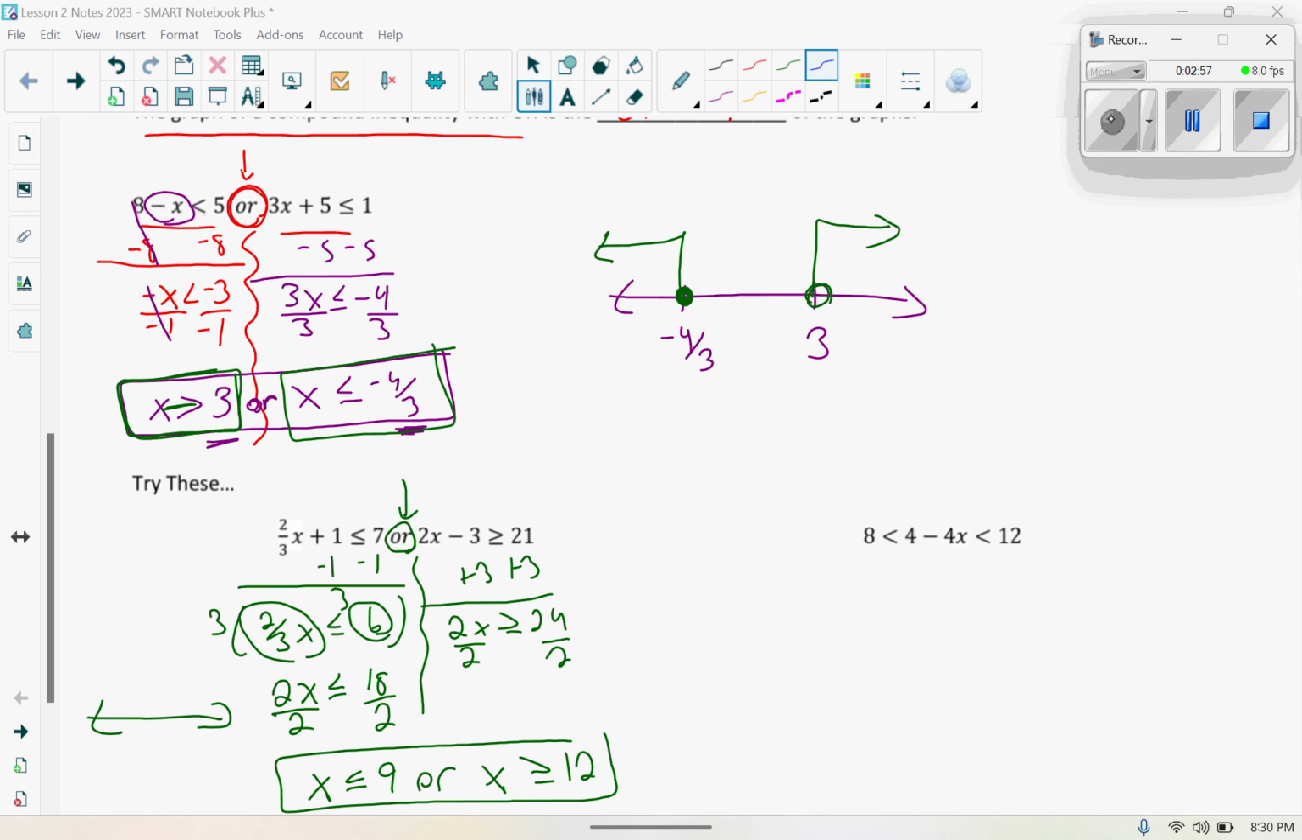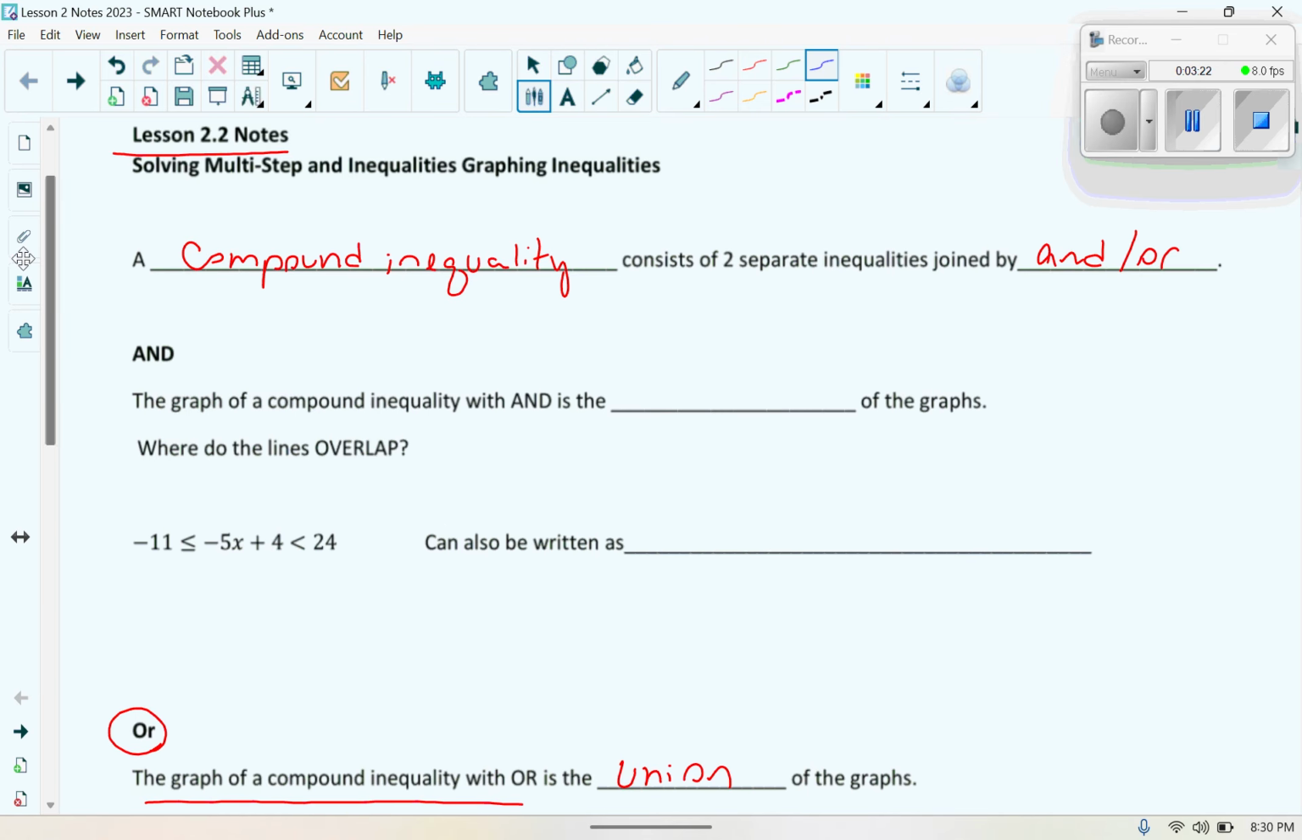Okay, so I got x is less than or equal to 9. That's smaller, so I'm going to put that there. And x is greater than or equal to 12. Notice they're both closed dots. The 9 is pointing in that direction, and x is greater than or equal to 12 is going in that direction. Okay, let's go up to ands now.